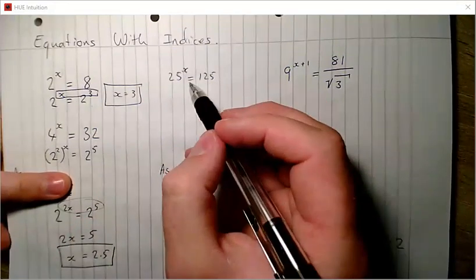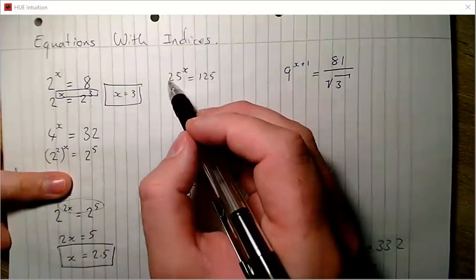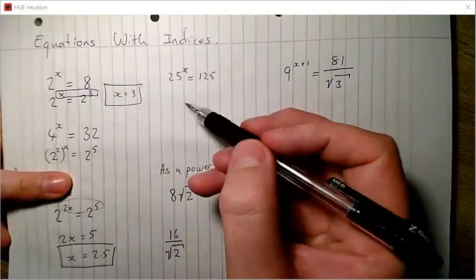Here's another one, same type of thing, quite tricky, okay? So maybe pause the video. Write 25 as 5 to the power of something, and 125 as 5 to the power of something. See how far you can get.